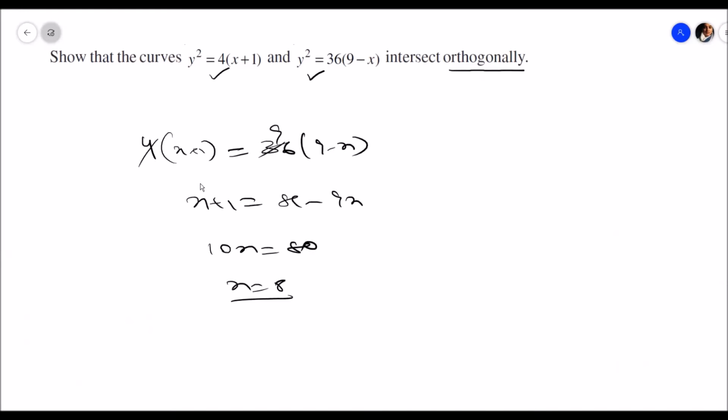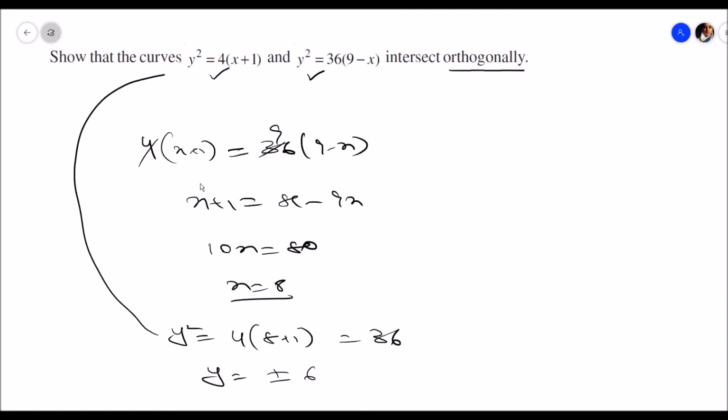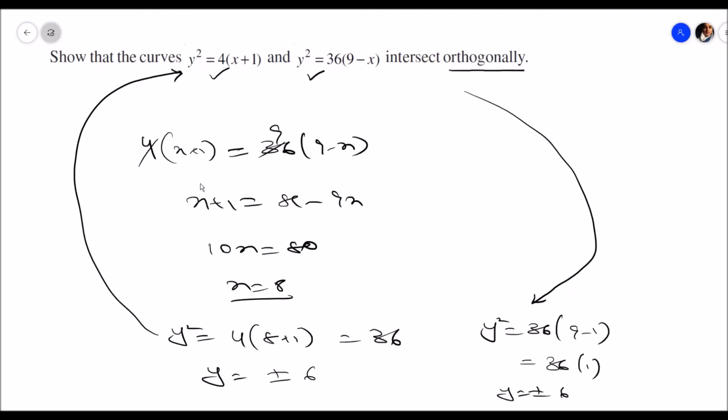Okay. So now that I got x is equal to 8, let me find out what is the point on this, which is nothing but y square is equal to 4 into 8 plus 1, that is equal to 36. So y is equal to plus or minus 6. Similarly, when I substitute it over here, I would be getting y square equal to 36 into 9 minus 8, which is equal to 36 into 1. So y will be equal to plus or minus 6 again.